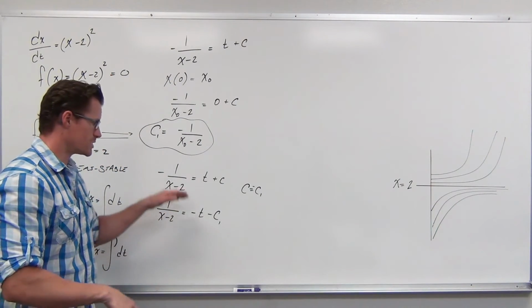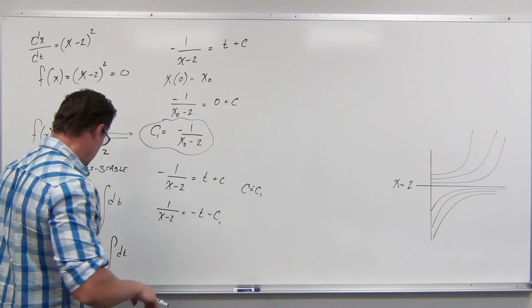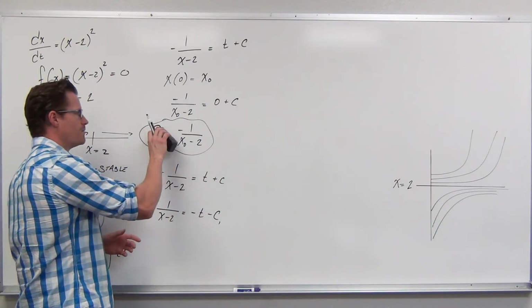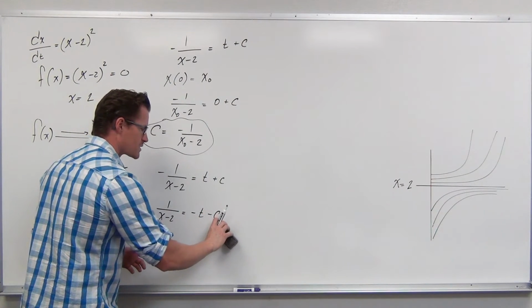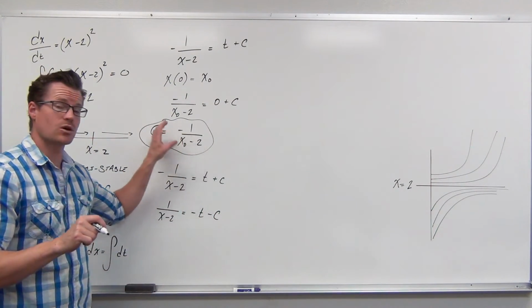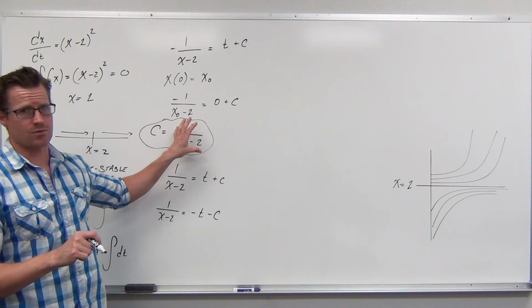So my encouragement to you is don't do that. Don't change that sign, because it gets very confusing, and sometimes we'll mess some signs up if we do that. So I'm going to just leave this as minus c, understanding that I've already solved for that. This is a thing right now, okay?